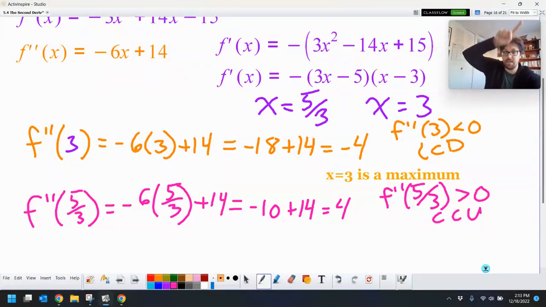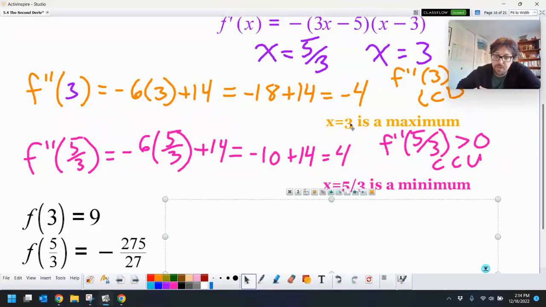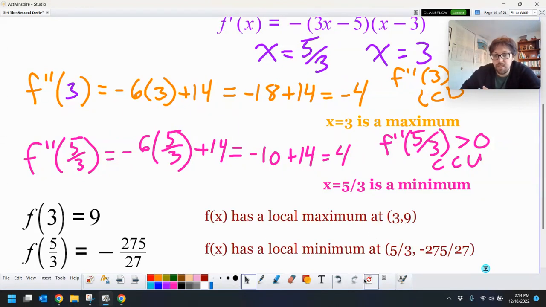If we're a concave up shape, then it must be at the bottom of that thing, so 5/3 is a minimum value. At this point, we just want to figure out the location of those extrema, so we can just plug those two values, the 3 and the 5/3, into our original function. I've done that off screen, and I got 9 and -275/27. Again, I'm plugging that into the original function because I want to see where that minimum and maximum is on the original function. And then we would just finish it up with a nice sentence.